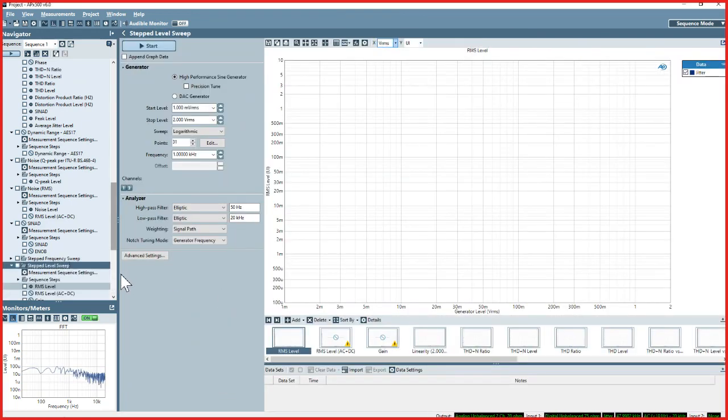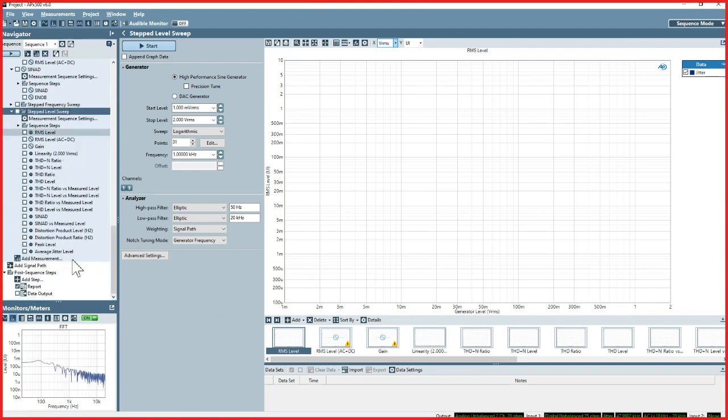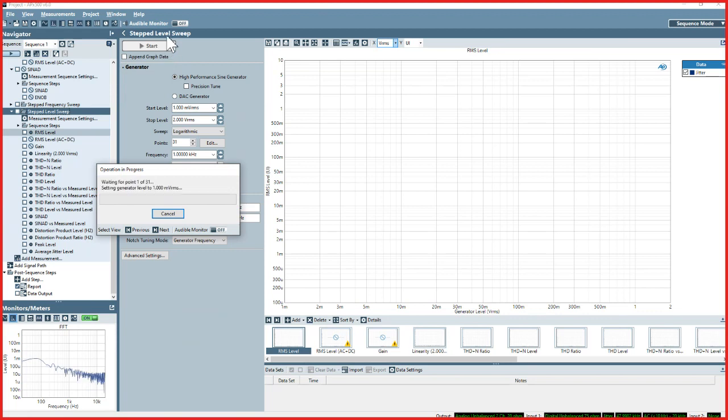If you'll bear with me, I realize we're running a little late, but I just want to show you a couple remaining measurements. So let's just quickly take a look at a step level sweep on this particular device. Here we're stimulating the device at a constant frequency, but varying the signal generator level. And what we're looking for is the linearity of the device.